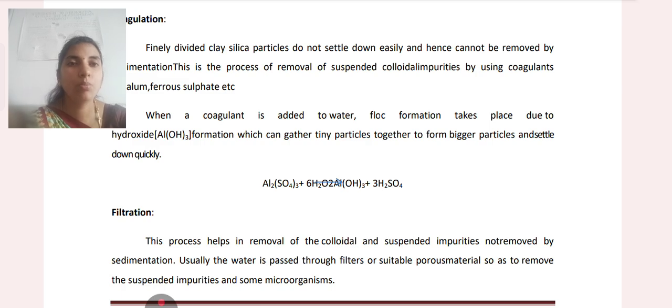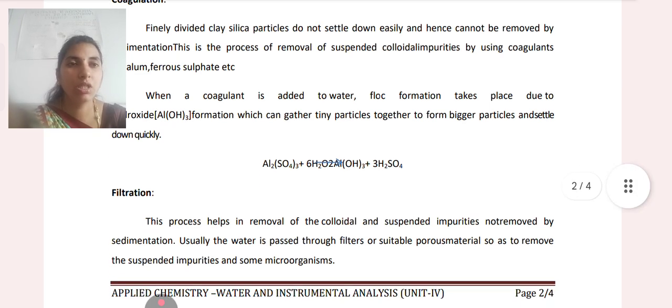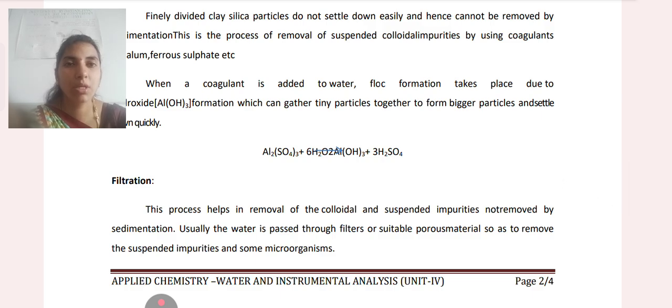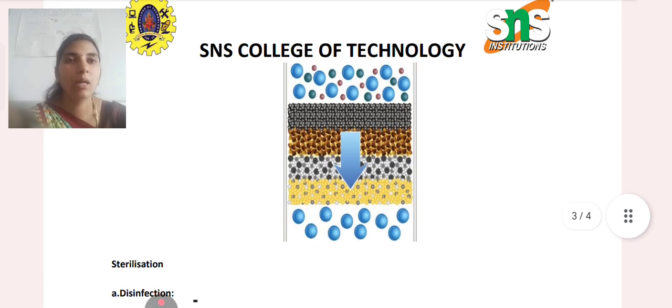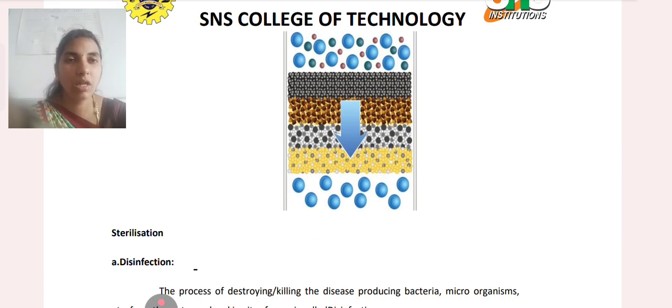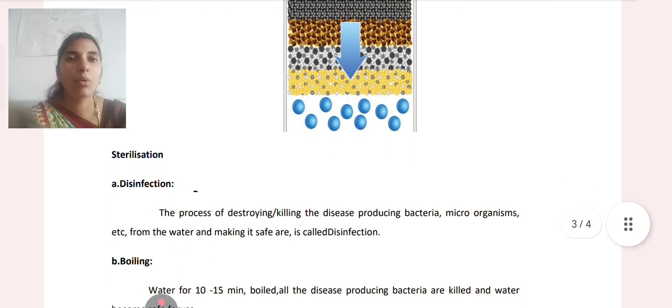Filtration. This process helps in removal of colloidal and suspended impurities not removed by sedimentation. Usually the water is passed through filters of suitable porous materials so as to remove the suspended impurities and some microorganisms. This is the diagram showing the process of coagulation, sedimentation and filtration to form pure water. Sterilization or disinfection: the process of destroying or killing disease-producing bacteria, microorganisms etc. from the water and making it safe is called disinfection.